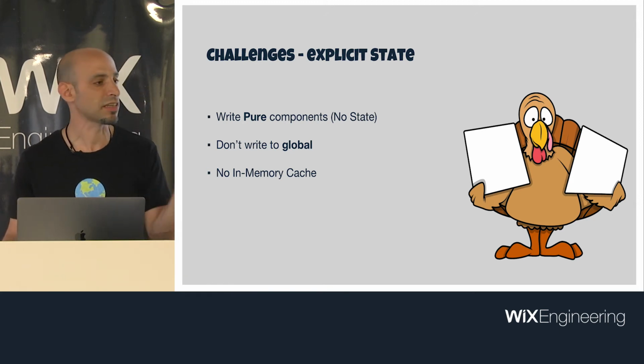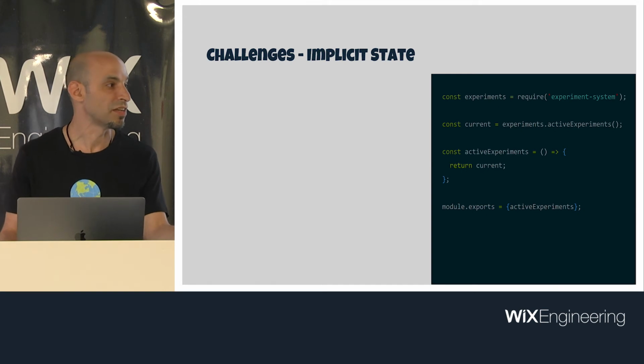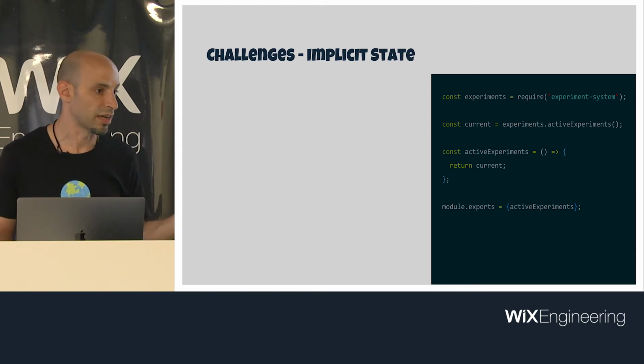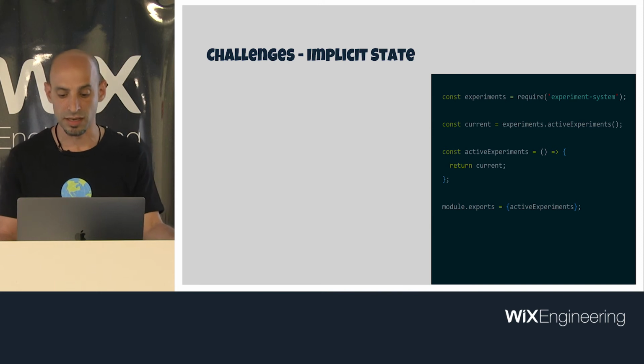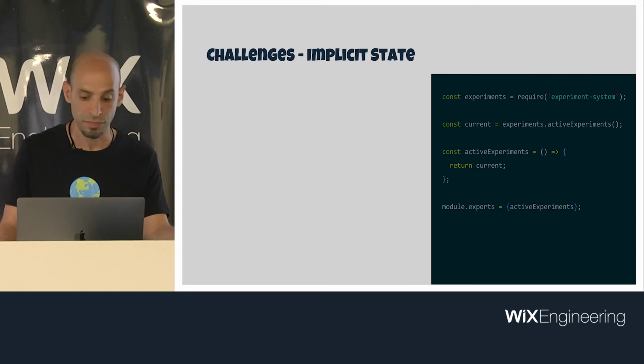But this is explicit state. This is what you do. This is what you know that you do. The implicit state is something that is more tricky. So, for example, you see here a code that imports, let's say, our experiment system. It gets the active experiment and it returns it.